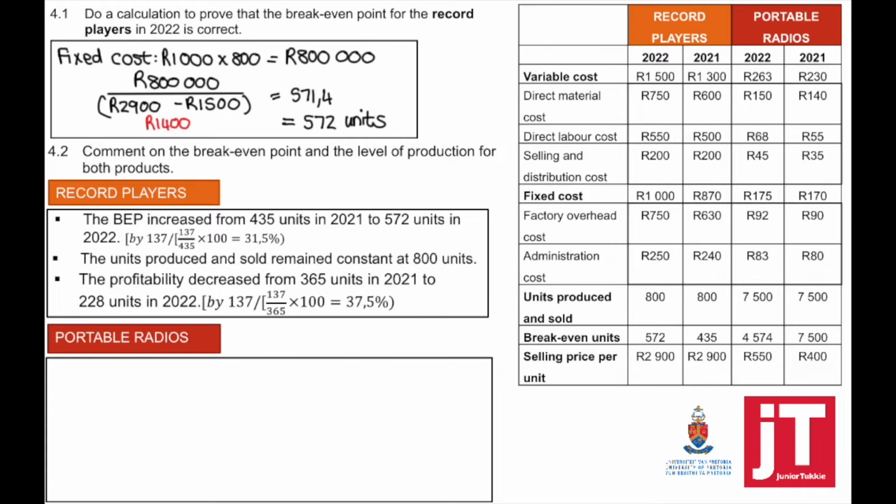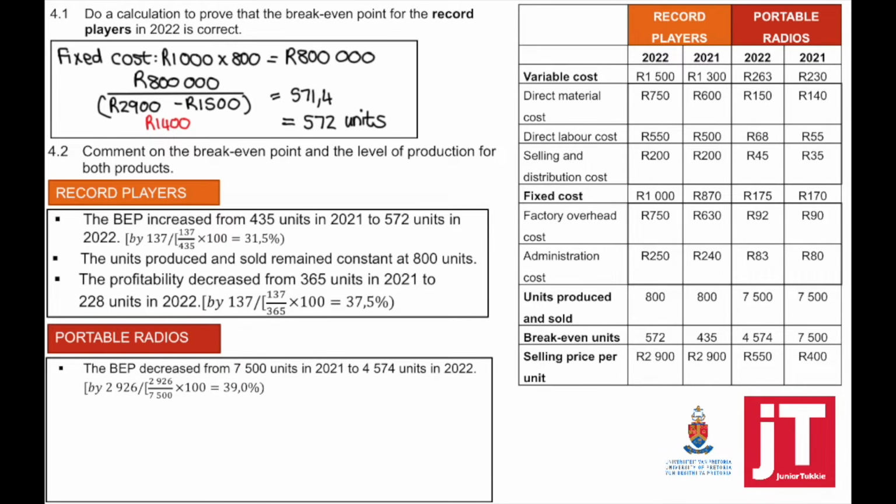The profitability decreased from 365 units in 2021 to 228 units in 2022. So we can also say by 137, but then we now need to divide it by 365. So the percentage is 37.5%. A reminder, to get that, we need to take the difference between the units produced and sold and the break-even point.